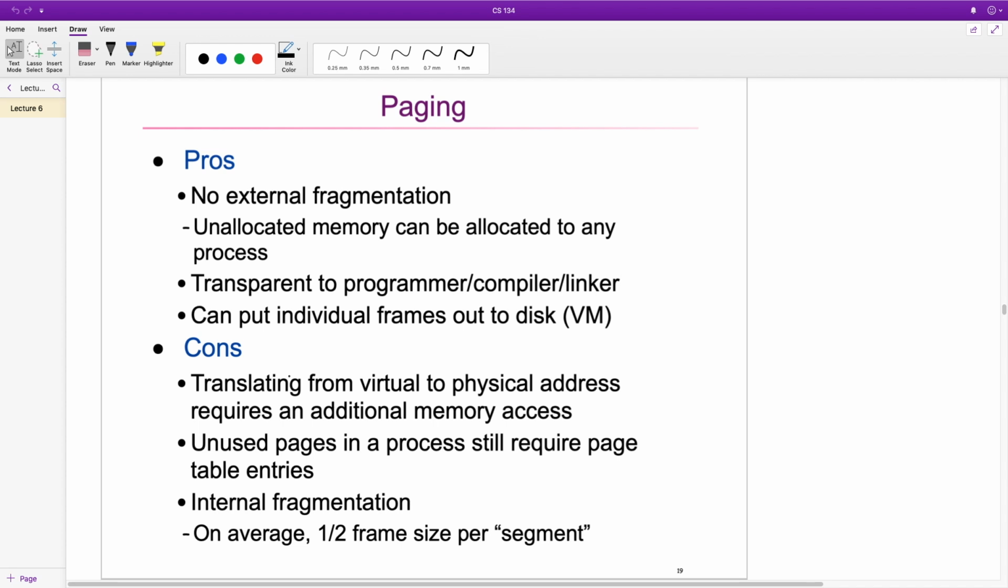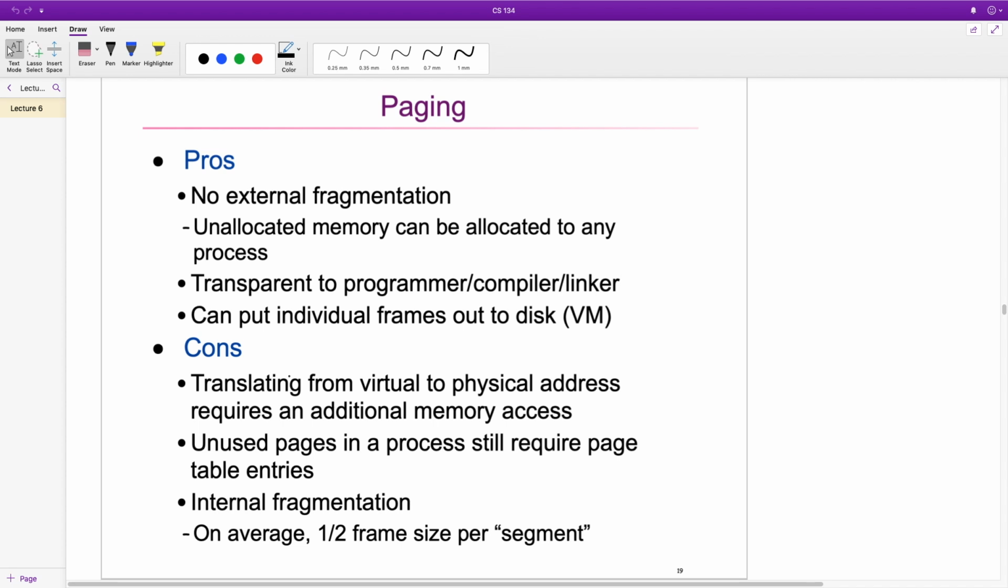On average, how much internal fragmentation do we have in the code segment? Or not the code segment, the code area. Half a page, right? The likelihood that we are at a page boundary is 1 over the page size. So assuming sizes are evenly distributed, on average we're going to spend about half a page for the stack, half a page for the heap and so on.